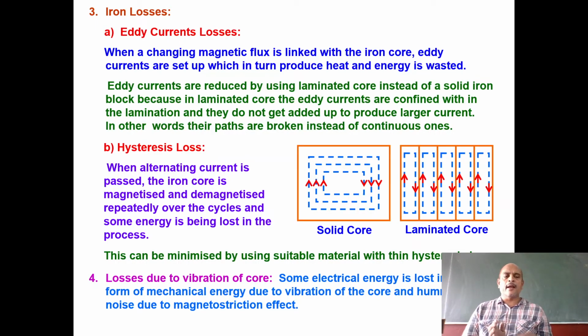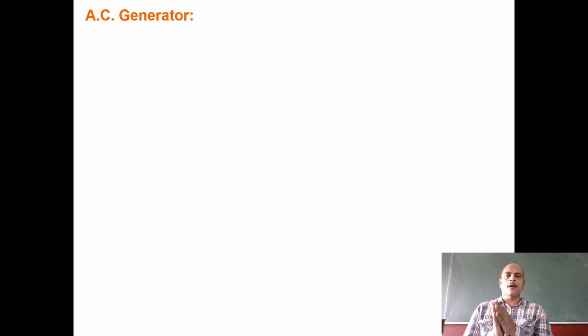Losses due to vibration of the core. Here a large amount of energy is continuously transforming from one form to another, so a certain part of the energy can be lost in the form of vibration. There may be a humming sound over a large transformer. We observe that if there is a very large transformer, there is a humming sound going on, and this is the energy which is converted into this wasted form of energy, and this can be reduced by using oil. We fill oil between the outside and the core of the transformer, so the humming sound will be decreased.